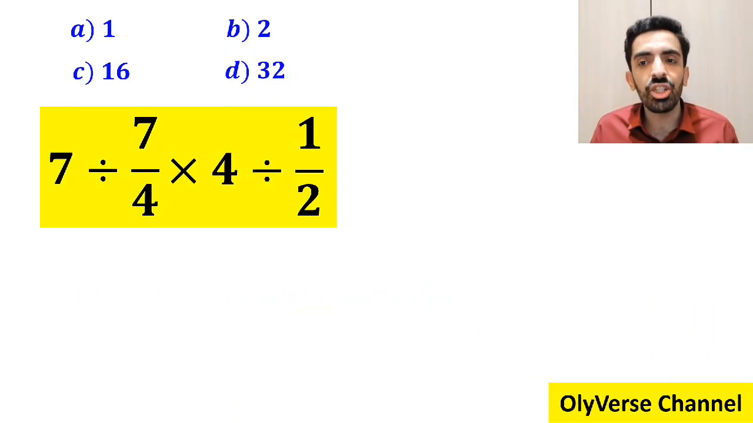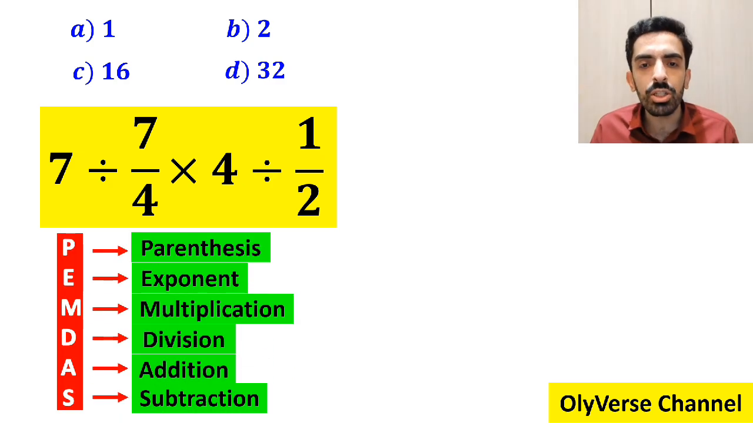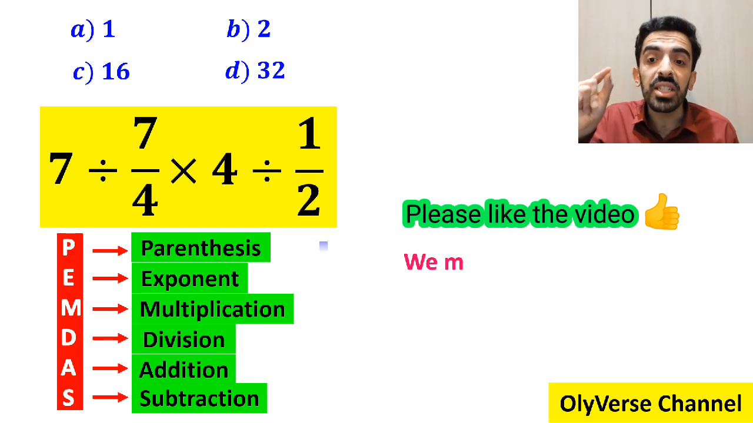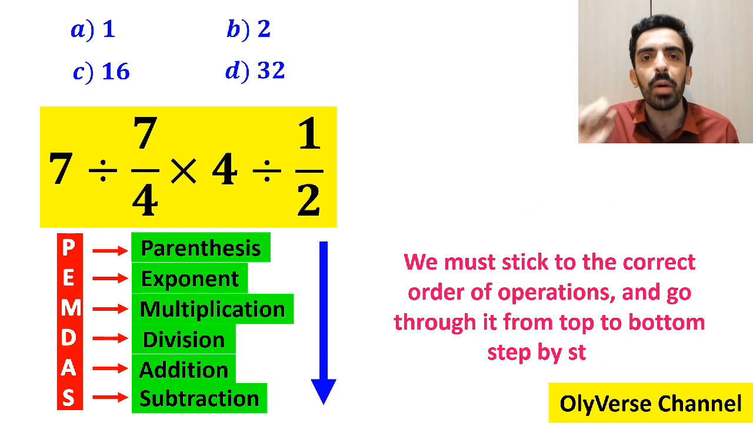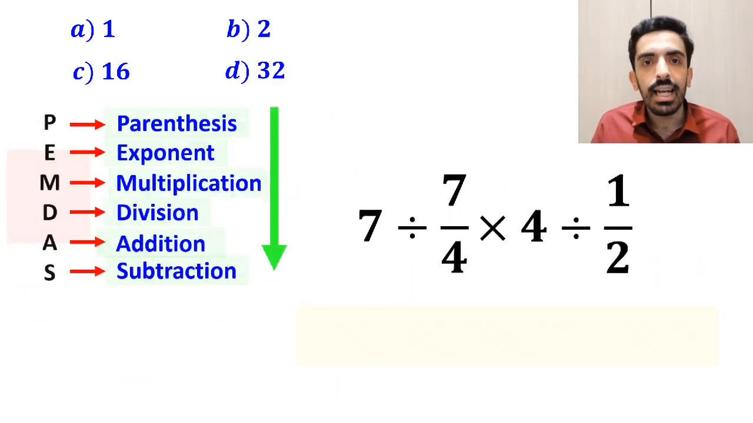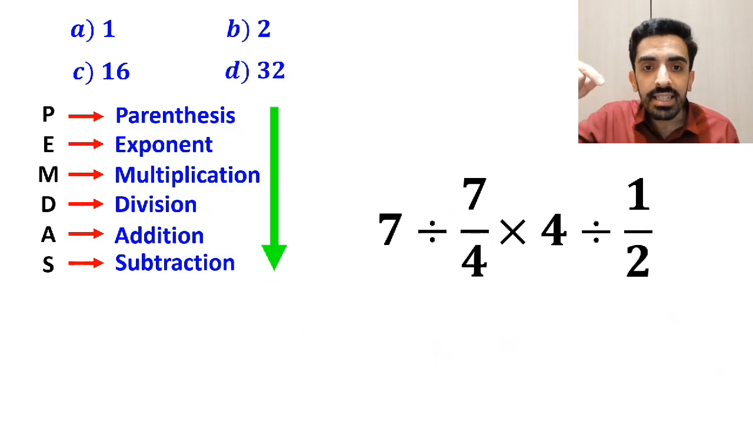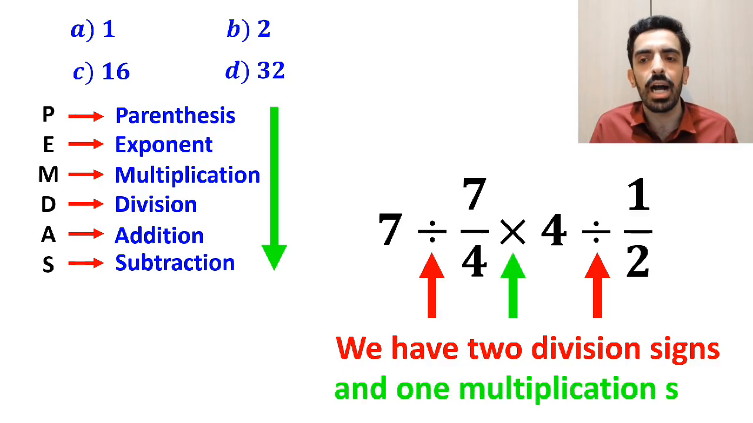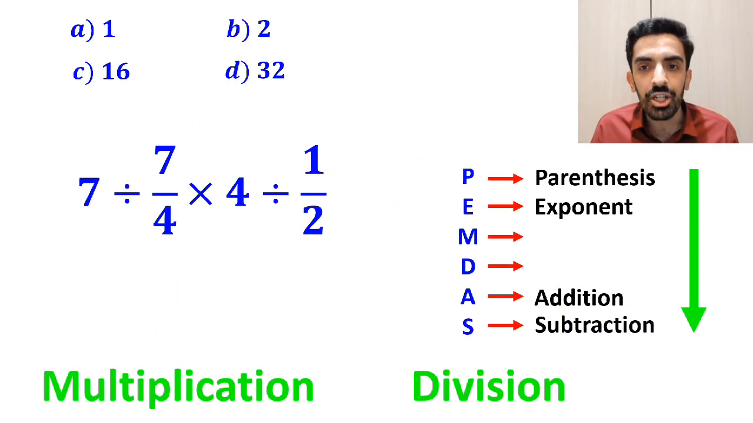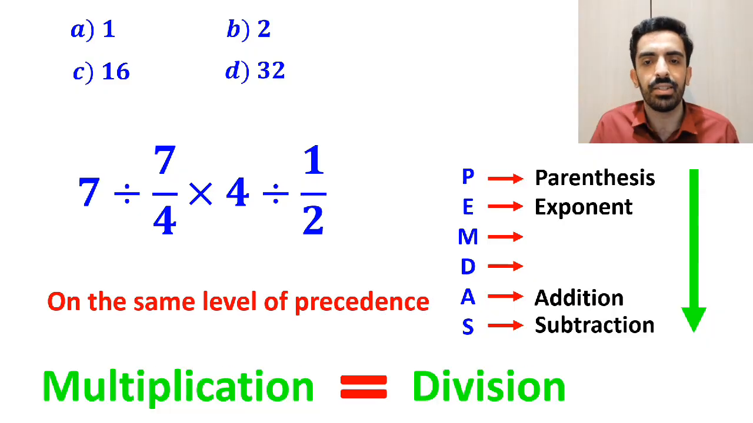To solve this question, we need to apply the PEMDAS rule. It means that we must stick to the correct order of operations and go through it from top to bottom step by step. Alright, as you can see in the image, in this expression, we have two division signs and one multiplication sign. It's very important to remember that multiplication and division are on the same level of precedence.